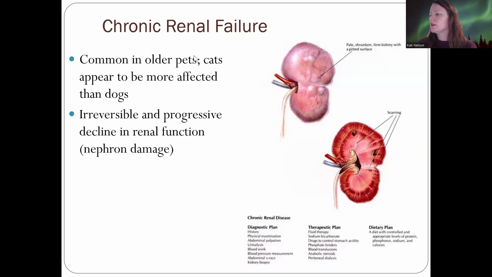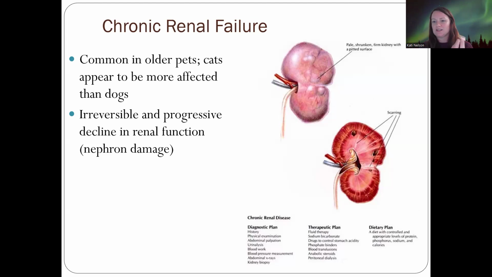All right. So chronic renal failure, right? This is just more of our chronic cases. It's common in older pets, and cats appear to be more affected than dogs. It's kind of like an ongoing thing. You see old kitties and you're like, oh, there they are, renal failure, which sounds pretty horrible, but that's just life. So it's an irreversible, progressive decline in renal function.